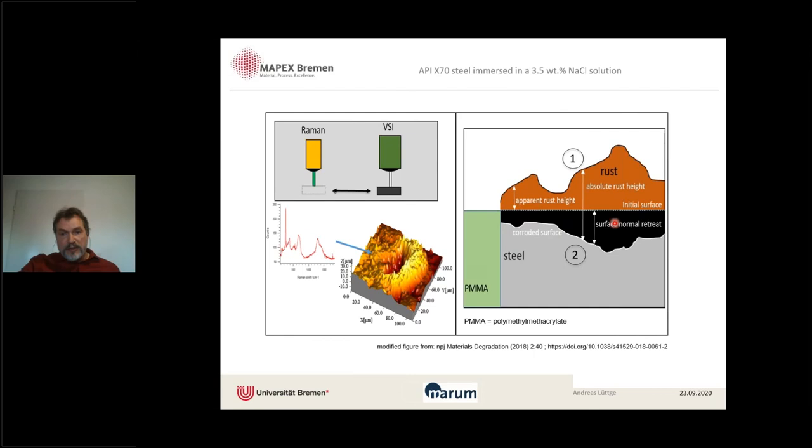So in this case, Janis decided to remove this rust material after the measurements. And then he was able to measure the surface normal retreat. That gives us the true steel surface after the corrosion process. Here you can see some of these results.